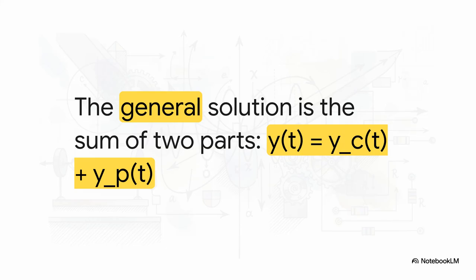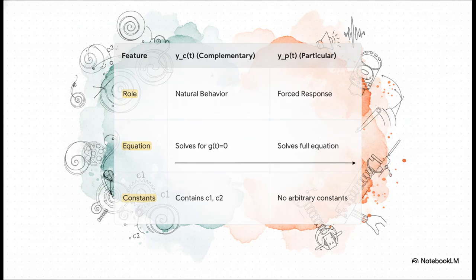What this does, and this is the brilliant part, is it separates the system's behavior into two stories. Its natural internal response and its specific response to that outside force. Let's break these two parts down. On the left, we have y sub c, the complementary solution. Think of this as the system's personality, its natural behavior if you just left it alone. This part contains those arbitrary constants, c1 and c2, that let us adjust for the starting conditions.